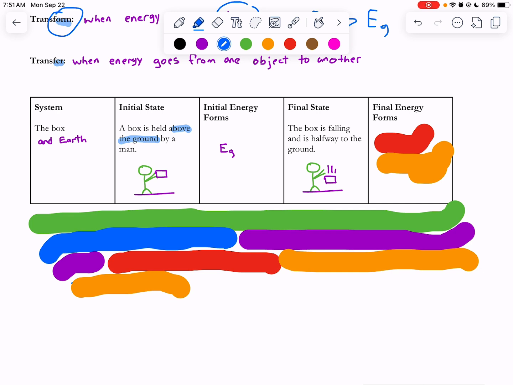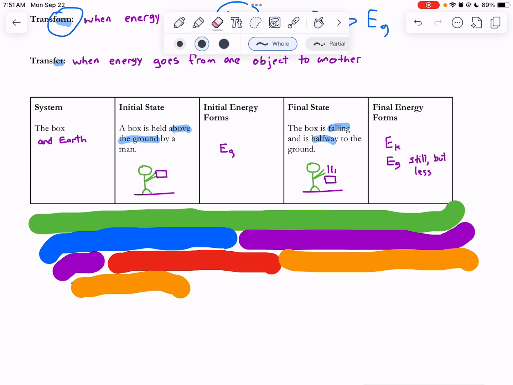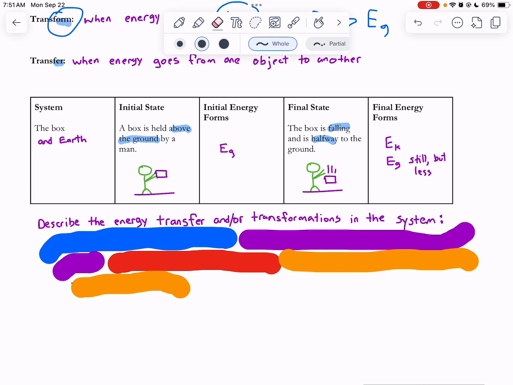So there are two things going on here now. We've got two types of energy that we need to include. We have the kinetic energy because it's falling, because it's in the act of moving. And because it's still above the ground, halfway to the ground, it's still going to have some gravitational energy, but there's less because it's closer to the ground. So there we've identified the kinds of energy. What we're going to do next is describe the energy transfers or transformations that happen in our system.